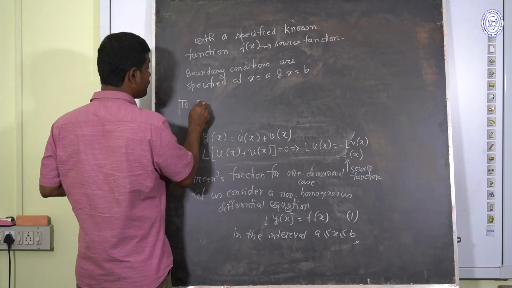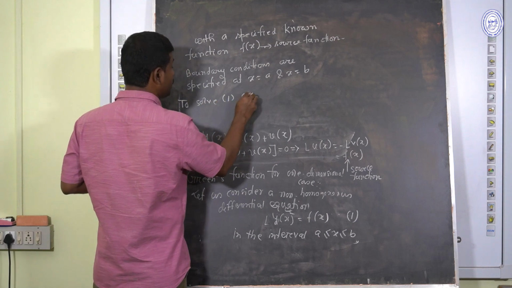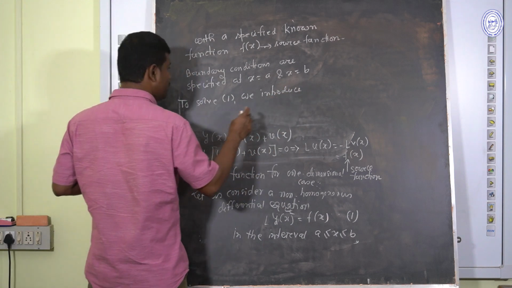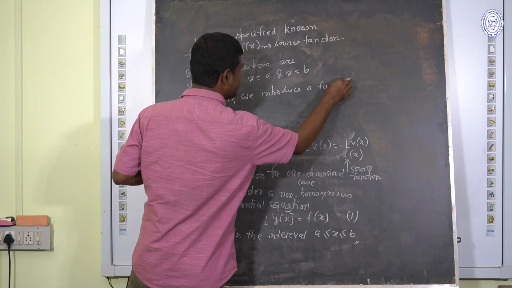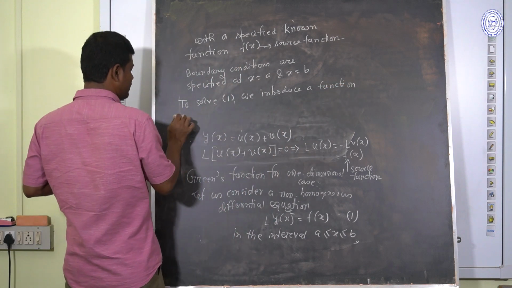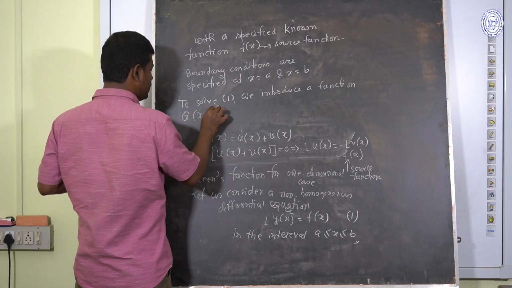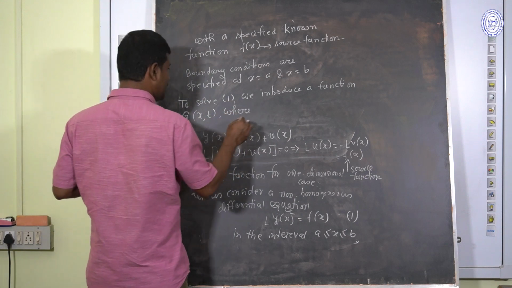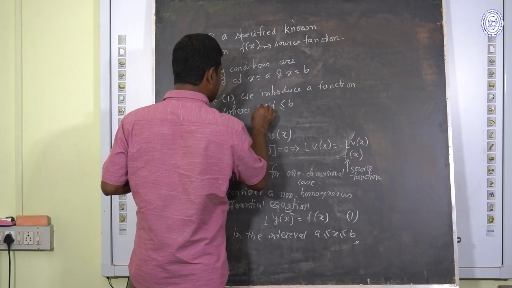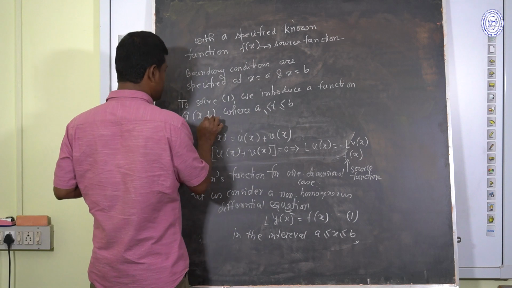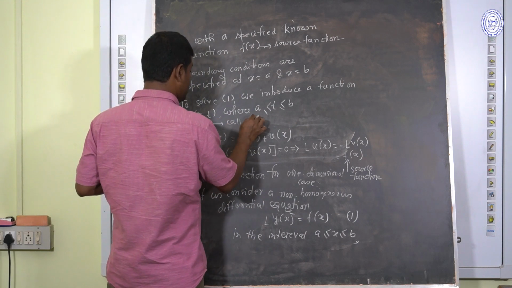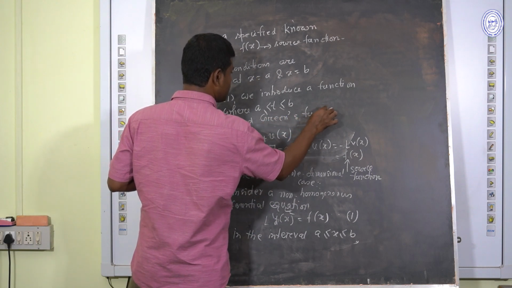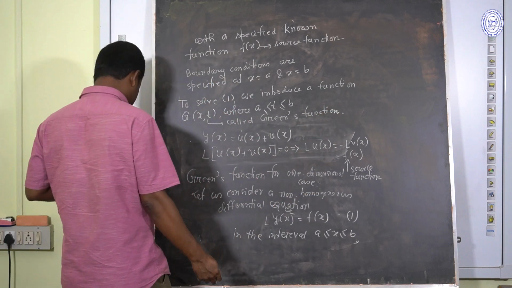To solve equation 1, we introduce a function capital G of x comma t, where t lies between a and b, and this function G of x comma t is called Green's function.